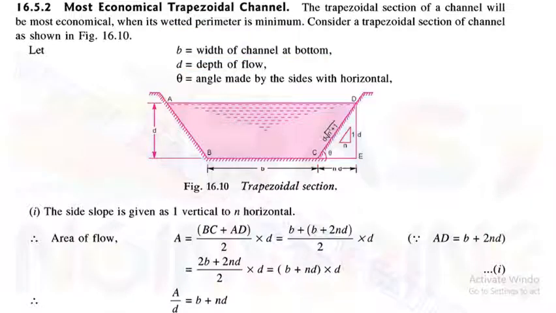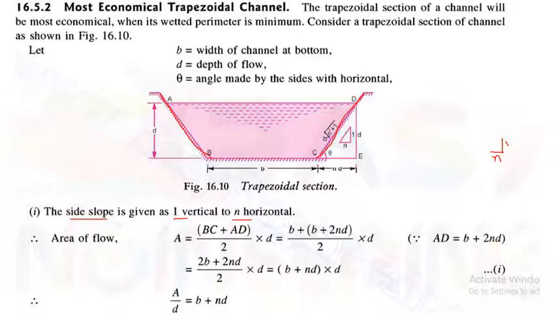The side slope is given as 1 vertical to n horizontal. The side slope is the slope of the side AB and the slope of the side CD. That slope is given as 1 vertical to n horizontal. That is, for every 1 vertical unit of height, there will be n horizontal units of distance. Okay, 1 vertical for every n horizontal units.